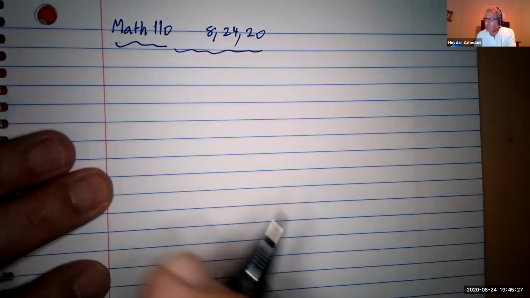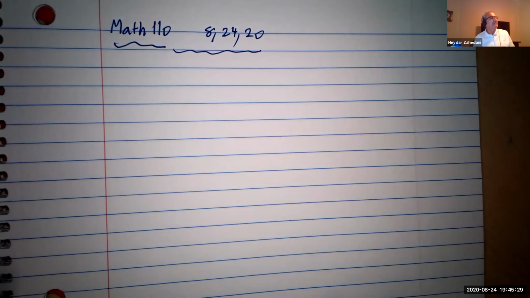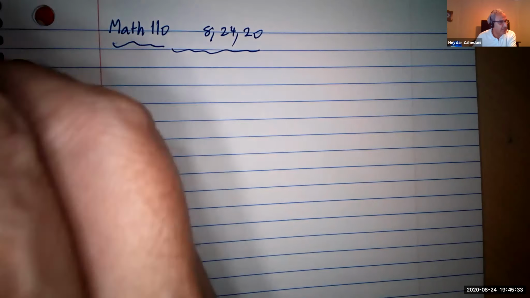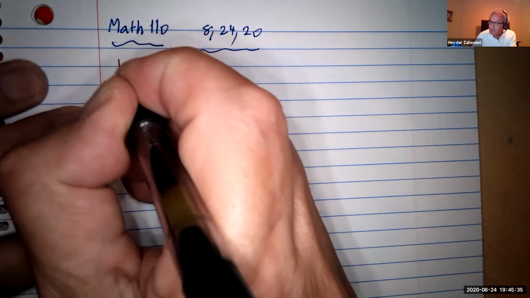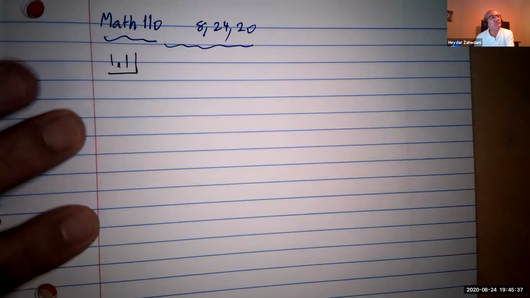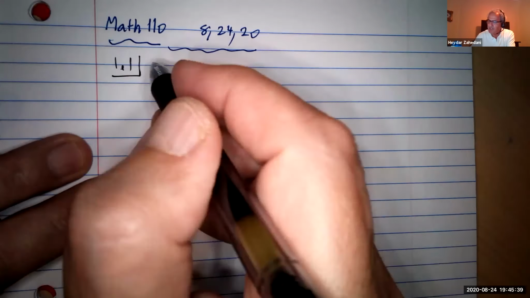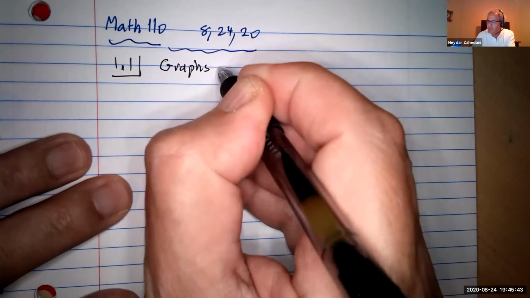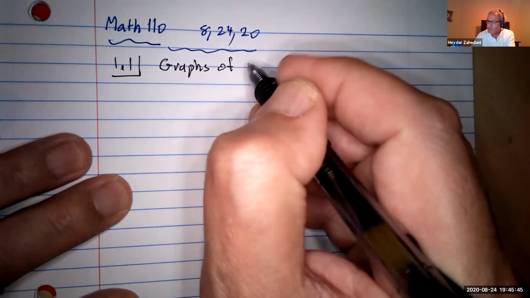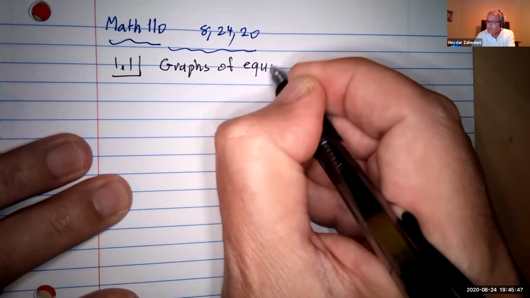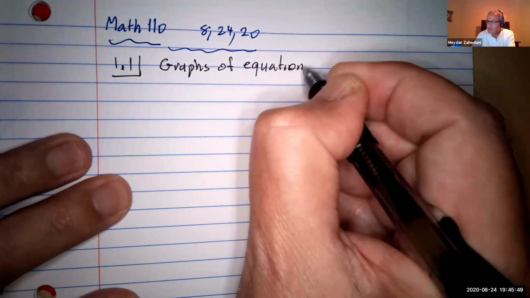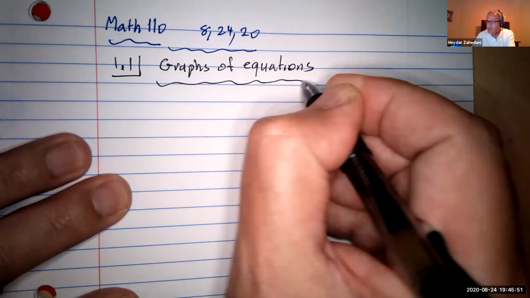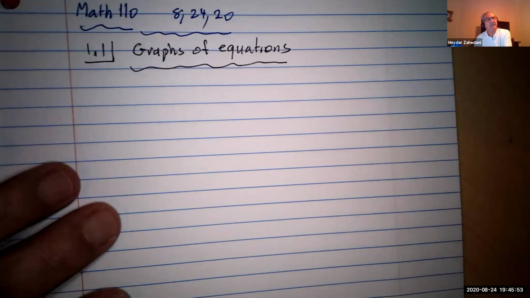Okay, so we go with section 1, which I think is 1.1. I'll check it again and let you know. So we are going to talk about the graph of an equation. Okay, graphs of equations.